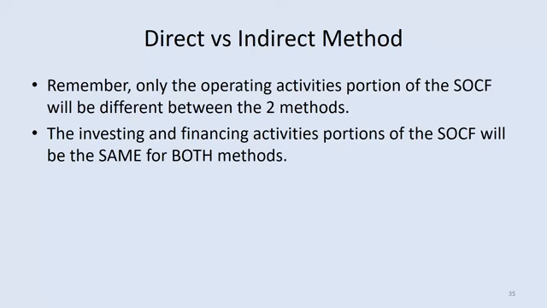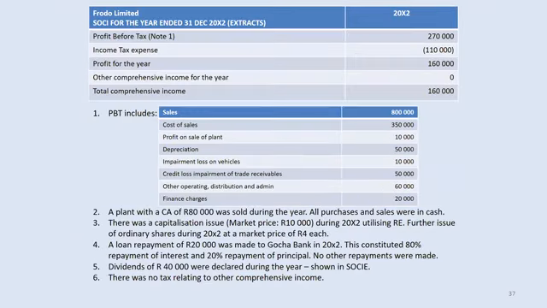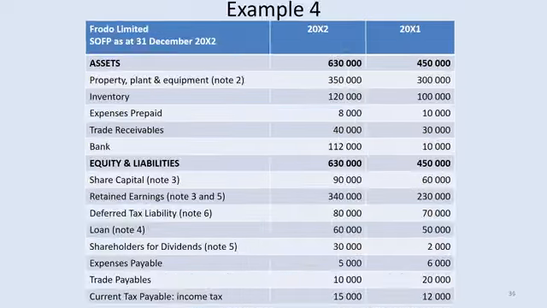What is important is we need to determine: must we use the direct or the indirect method? We are quite particular in your tests and exams to tell you to use the direct or indirect method, especially if we are asking you to draw up a full statement of cash flows, or just the operating activity section of the cash flows, because it doesn't matter for financing and investing. They're both the same under both methods. So, like it says here, remember, only the operating activities portion is going to be different between these two methods, because both the investing and financing are the same. And this is just a little reminder of the question here.